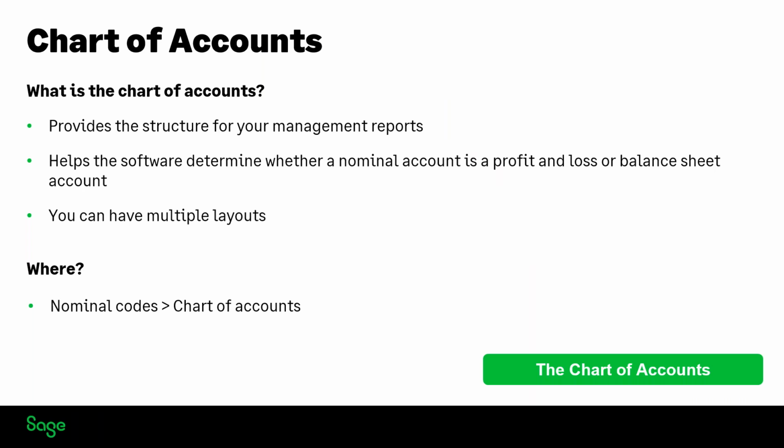It's used by advanced budgeting, that type of thing as well. But basically it provides the structure. So most commonly when you're running a P&L or a balance sheet, that's when you're going to come across it. And it basically helps the software determine whether a nominal code is a profit and loss or a balance sheet account. And that software uses that as part of the year-end clear down. It'll look at the profit and loss section of the chart of accounts to determine which ones it can basically clear down.